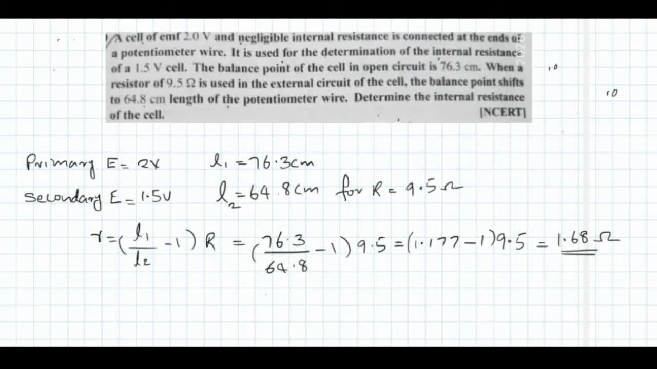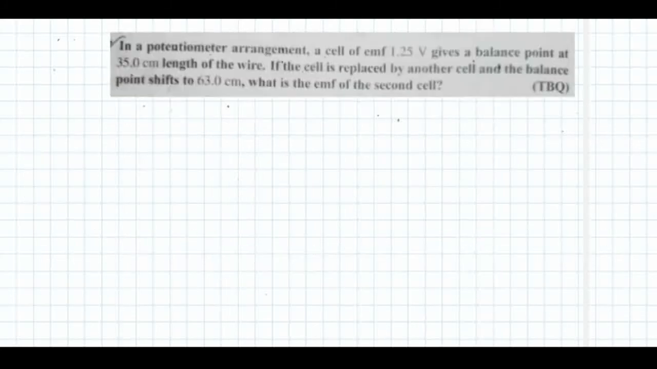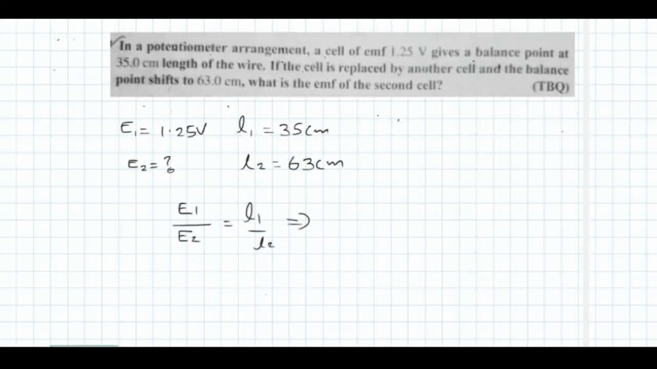Then our next question. In a potentiometer arrangement, a cell of EMF 1.25 volt gives a balance point at 35 centimeter length of the wire. If the cell is replaced by another cell, the balance point is 63 centimeter. What is the EMF of the second cell? So again, this is an application of potentiometer, that is comparison of EMF.